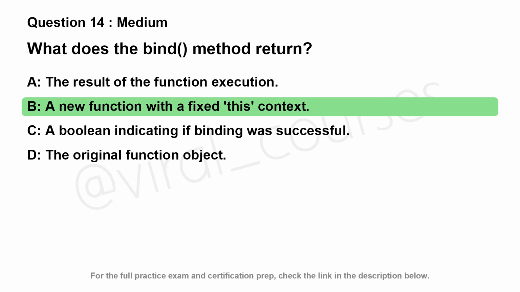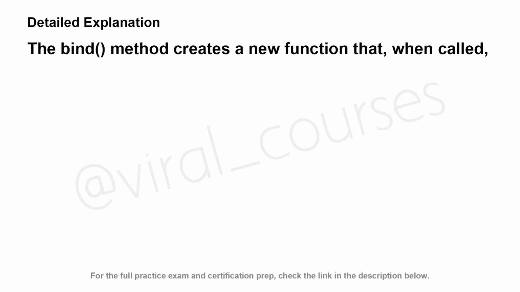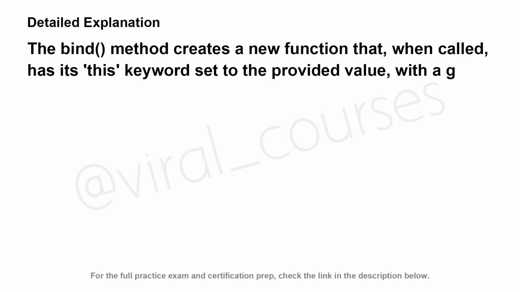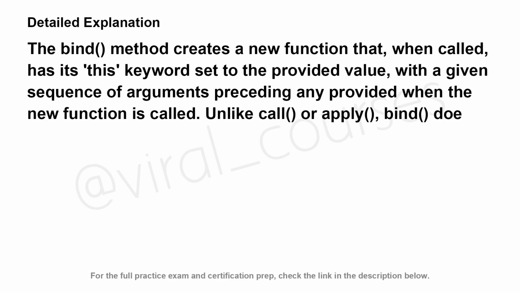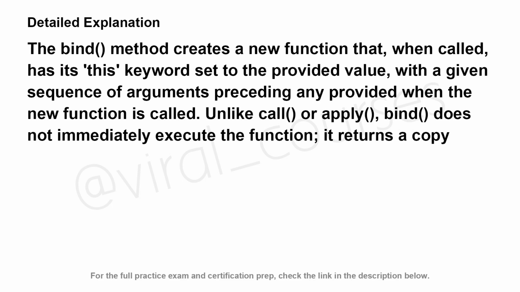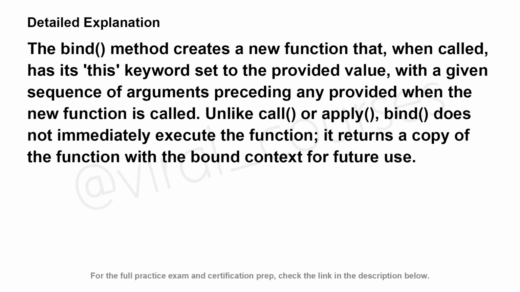The correct answer is B. The bind method creates a new function that, when called, has its this keyword set to the provided value, with a given sequence of arguments preceding any provided when the new function is called. Unlike call or apply, bind does not immediately execute the function. It returns a copy of the function with the bound context for future use.